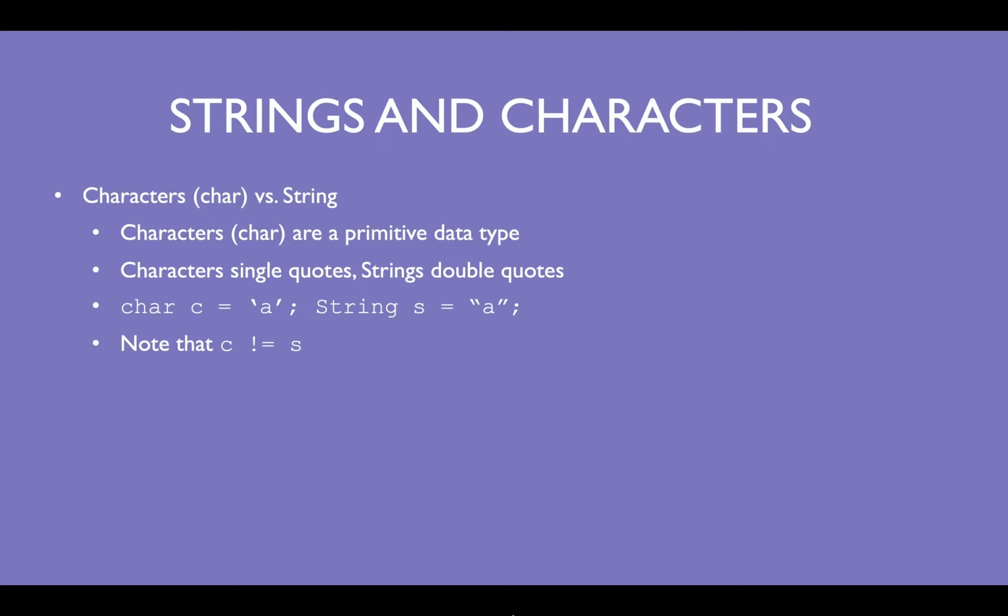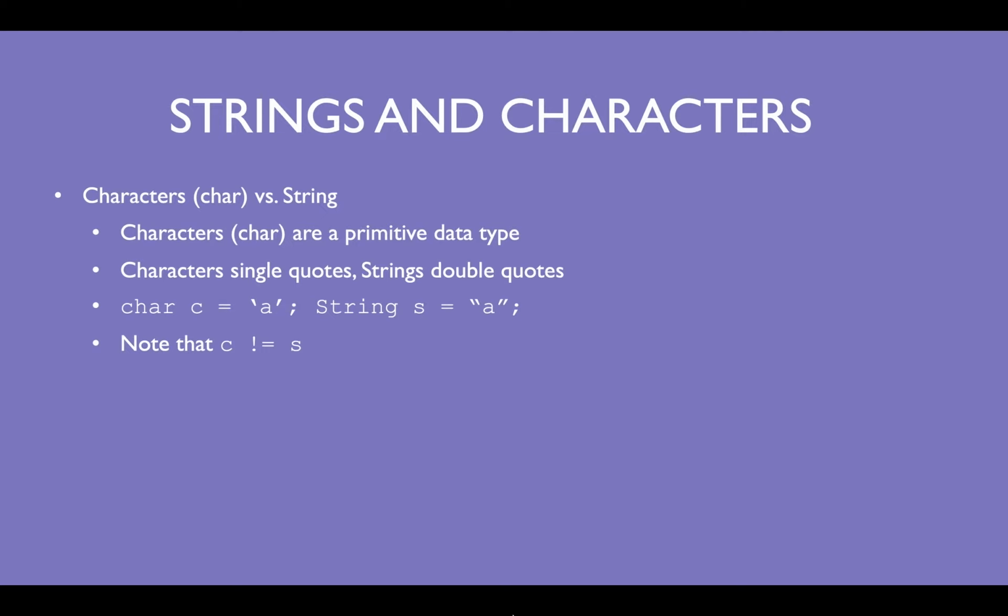Characters appear surrounded by single quotes versus the double quotes for strings. Here you can see an example of the letter A as a character c and as a string s. And note that c does not equal s. These two variables are not equal, even though they both represent the letter A.